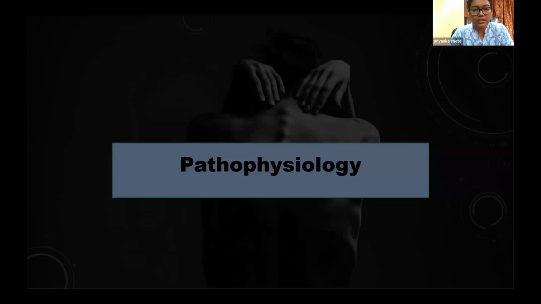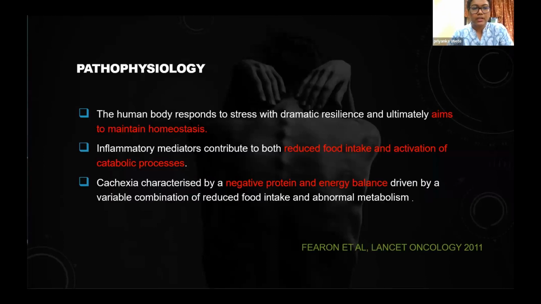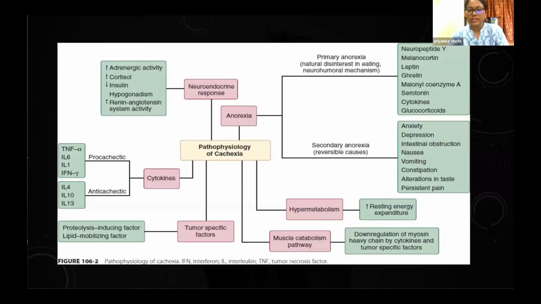Now coming to the pathophysiology. The human body responds to stress with dramatic resilience and ultimately aims to maintain homeostasis. Second, inflammatory mediators contribute to both reduced food intake and activation of catabolic processes. Cachexia is characterized by a negative protein and energy balance, driven by a variable combination of reduced food intake and abnormal metabolism. Then there is a flow chart for the pathophysiology of cachexia.